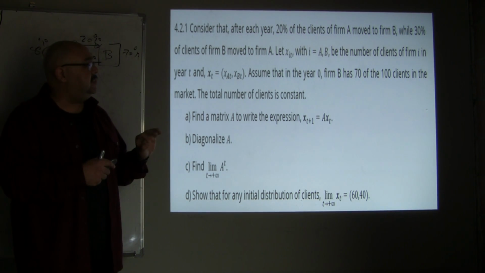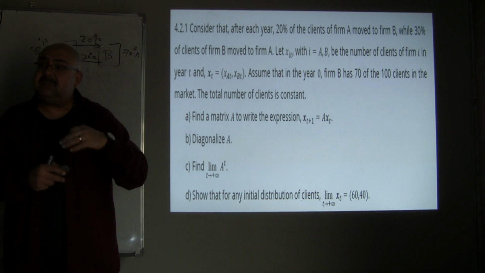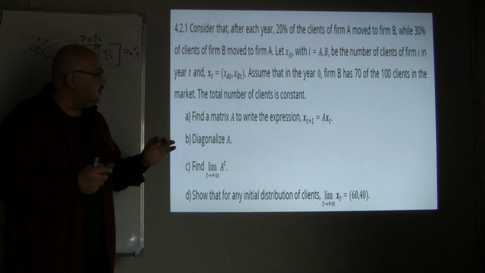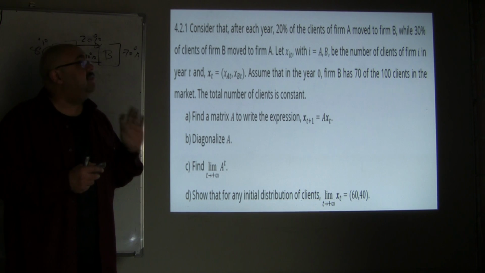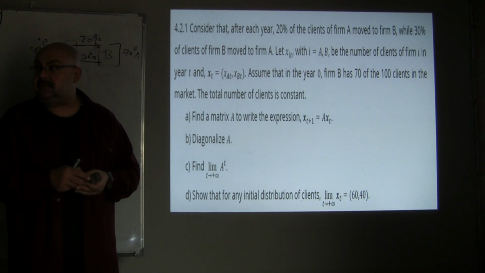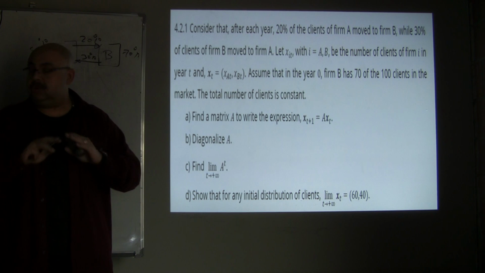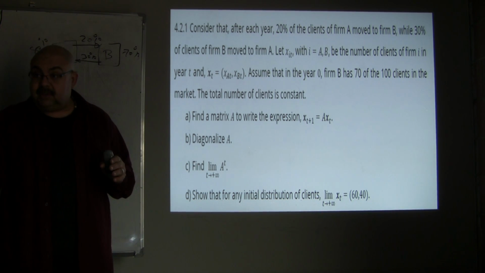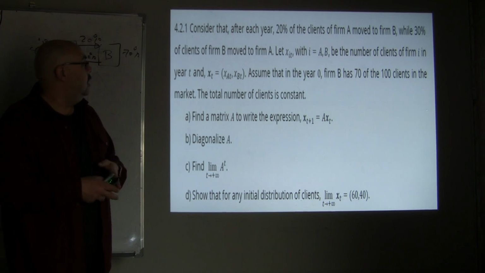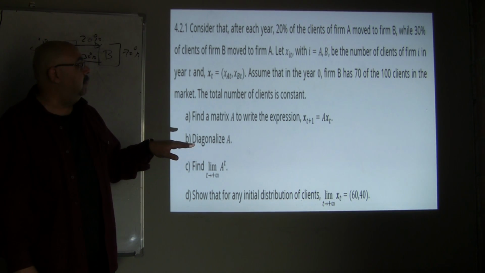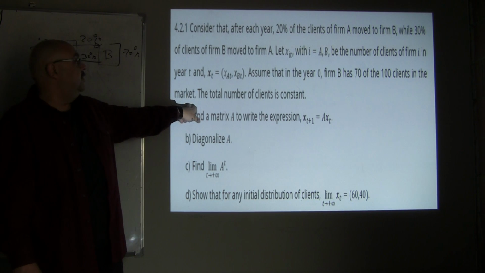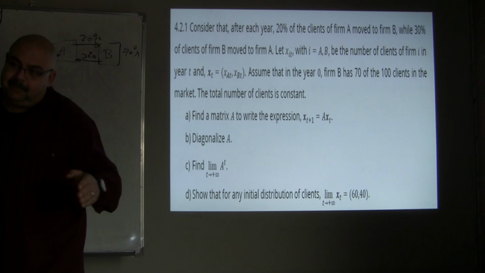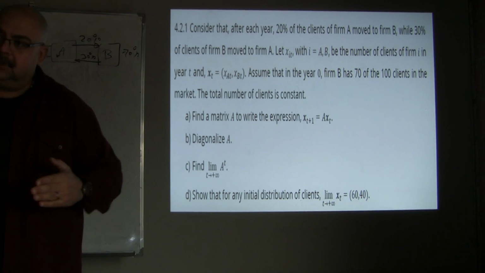Assume that in the first year, year 0, these are the initial values. At year 0, firm B has 70 of the 100 clients, which means firm A had 30 clients. So there are 100 in the market. The total number of clients is constant, like the total number of population is constant. The 30 and 70 will remain.